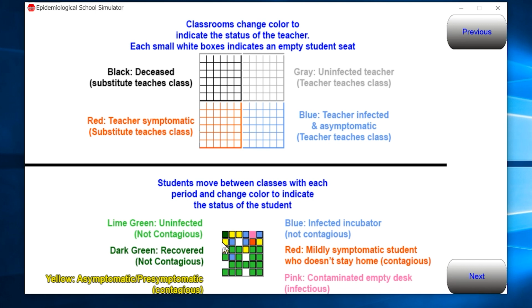Students turn yellow when they are either asymptomatic or pre-symptomatic. Some students will experience mild symptoms and may still come to school. These students will be indicated as red. When a student has recovered from the illness, they will turn dark green. White squares once again indicate an empty seat, and pink squares indicate an empty seat that has been contaminated with the virus. Students who sit at this desk run the risk of getting infected.